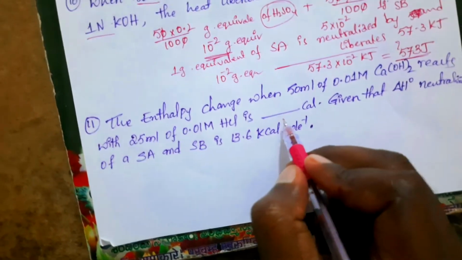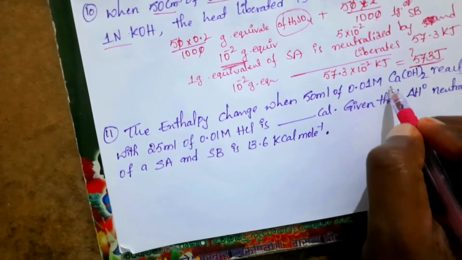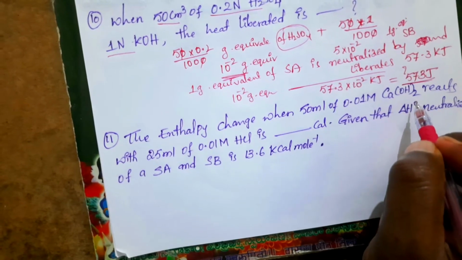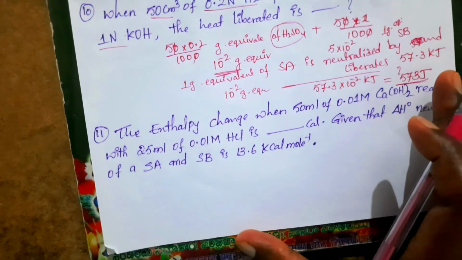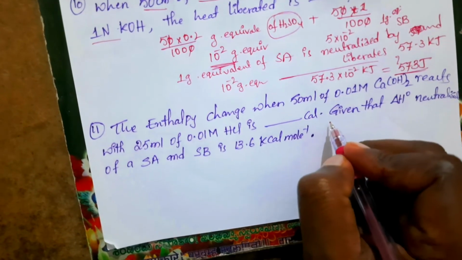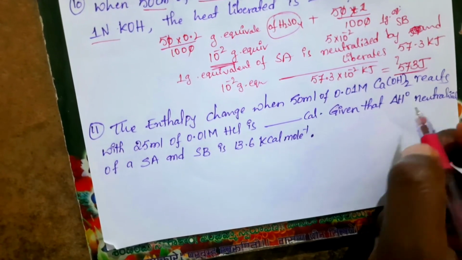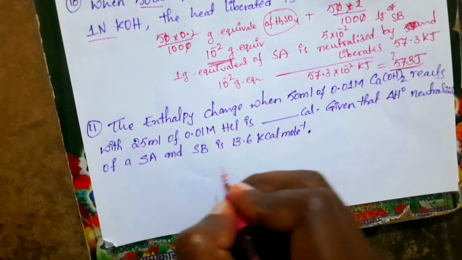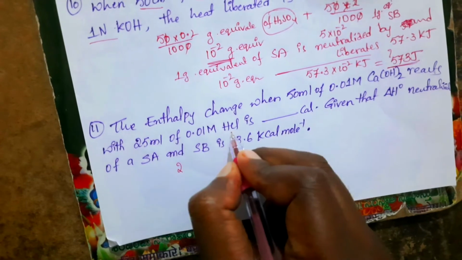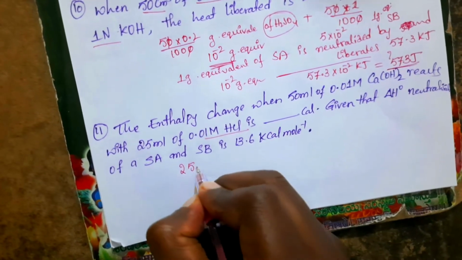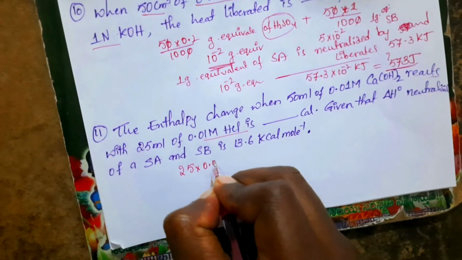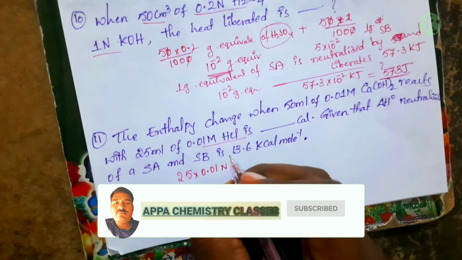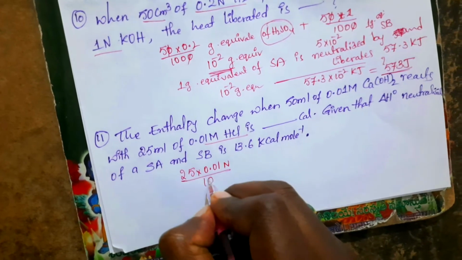Now here enthalpy change when 50 ml of 0.01 mole of calcium hydroxide reacts with 25 ml of 0.01 mole of HCl is dash calories. Given that enthalpy of neutralization of strong acid versus strong base will be 13.6 kilocalorie per mole. Now here which is the limiting one? Here HCl, that is 25 into 0.01 normality, because molarity equals normality in case of HCl, by 1000 it is.